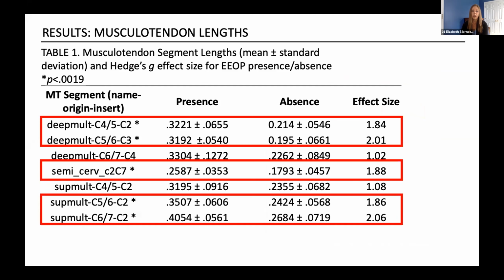Those boxes in red represent significant differences between groups. Those that were significant were accompanied by very high effect sizes, most approaching 2. The other thing I'll point out here is that of the multifidus muscle, 4 out of its 6 segments were determined to be significant.